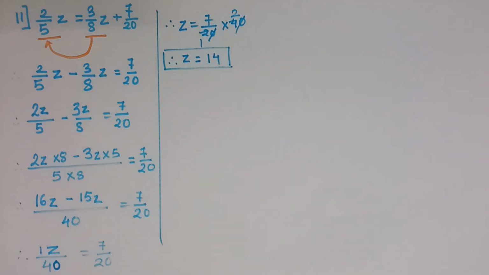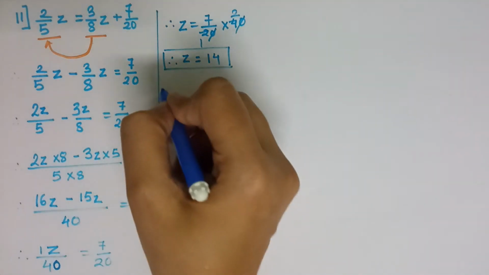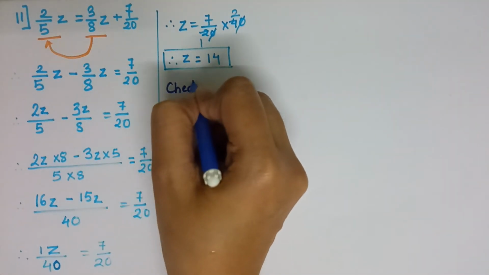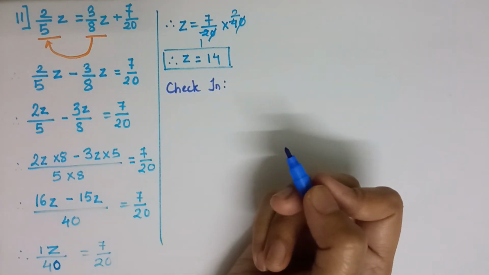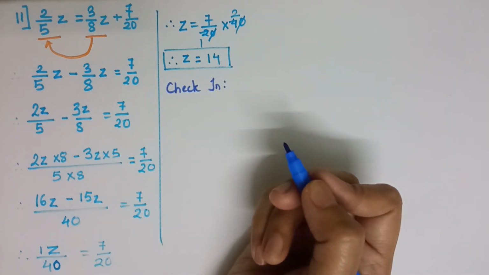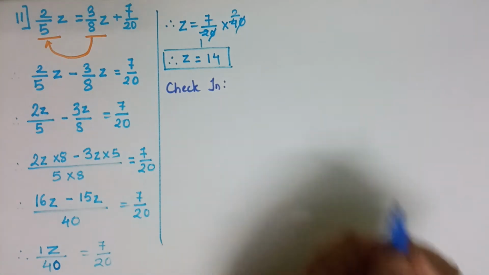Now let us check it. This is the value of z, so let's check. I'll be doing it with another pen because I like colors. What about you? Please don't use a color pen. You will be using any ball pens to write your notes, right?